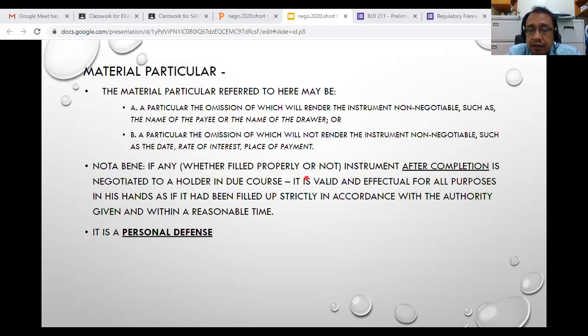Whether filled properly or not, whether it was filled up within a reasonable time, if that instrument has been negotiated to a holder in due course, it would still be a valid instrument, as if it has been filled up strictly in accordance with the authority given and within a reasonable time. Okay? So, halimbawa, ganito.